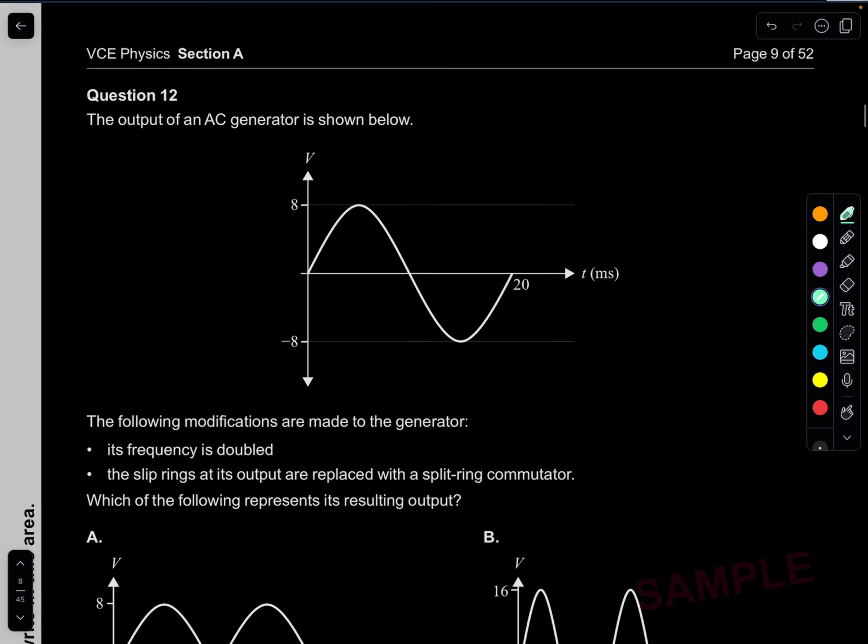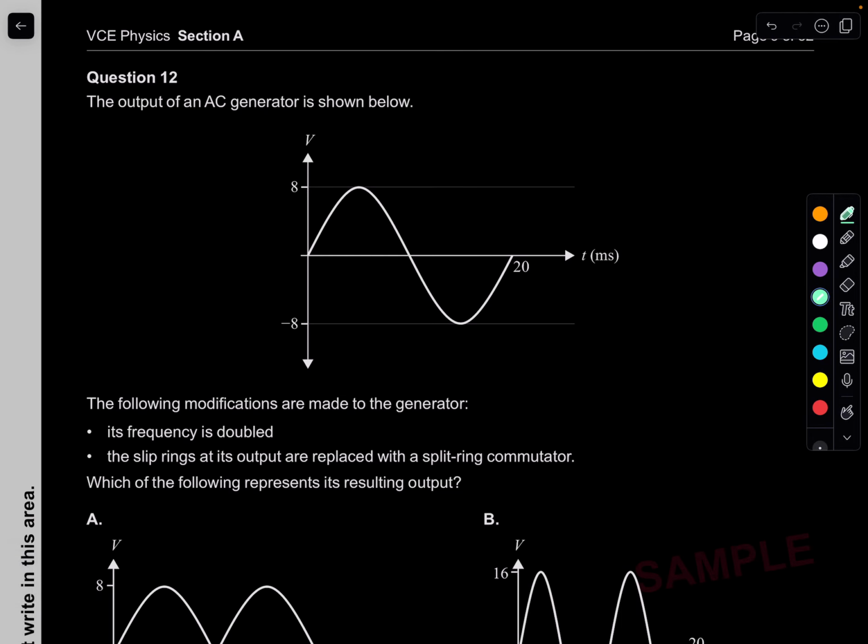All right, let's think about it. So the frequency is doubled. We know that frequency is 1 over your period. So if you double your frequency, you're basically halving your period. You're actually decreasing it. And remember, period is how long it takes for a full cycle. You can see this is a full cycle here.